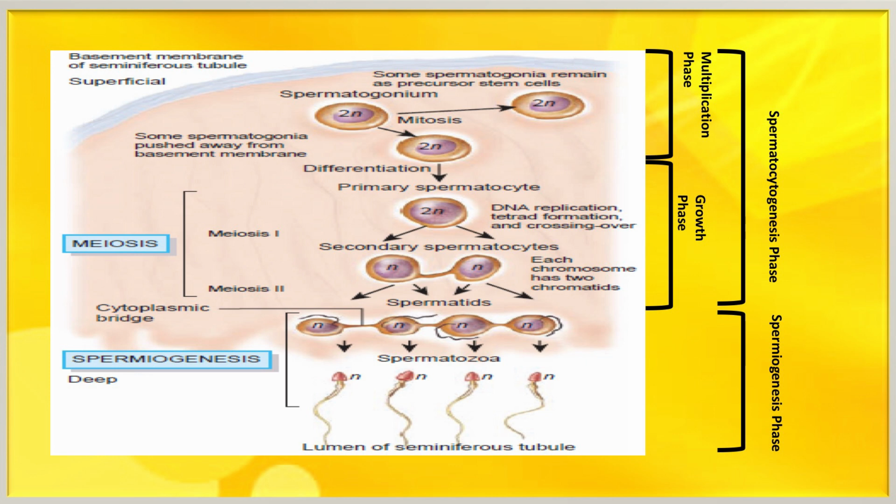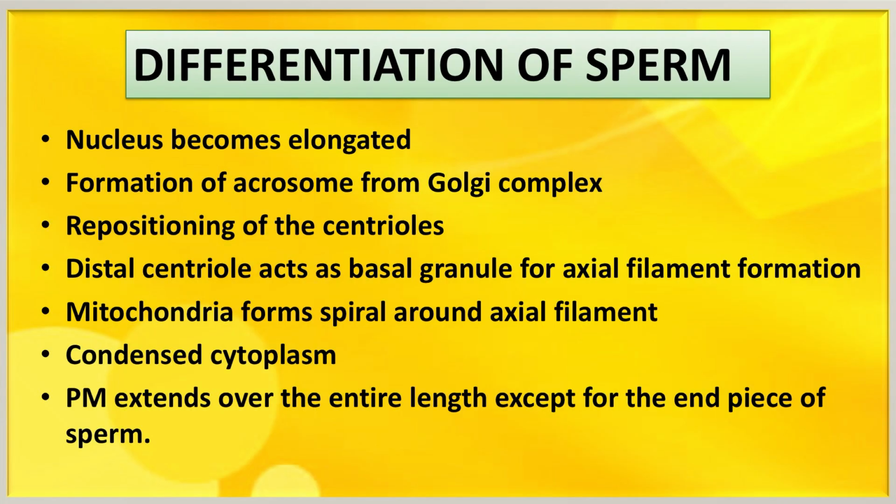So all these transformations of a non-motile, rounded and haploid spermatid into a functional motile spermatozoon are called spermiogenesis. In this stage of sperm differentiation, the nucleus gets elongated and the Golgi complex will form the acrosome.